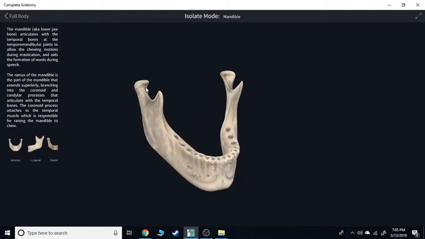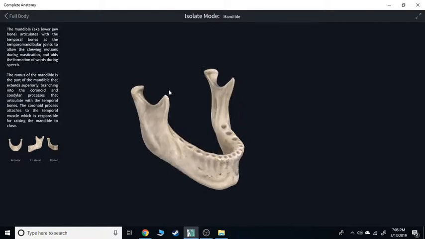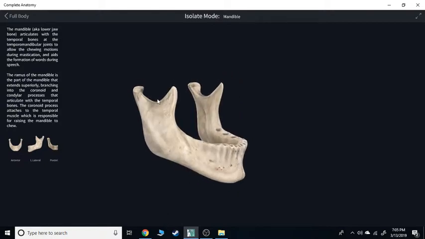This portion, mandibular notch. Okay, this right here. This is called the mandibular notch. It's the notch between the condylar process and the coronoid process.